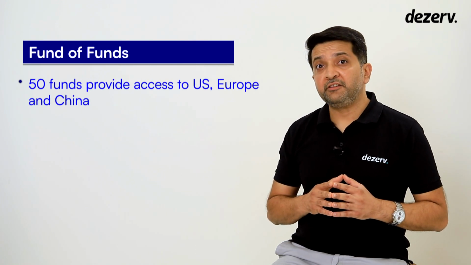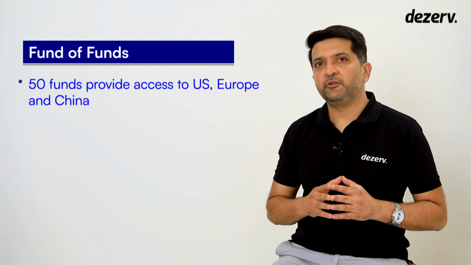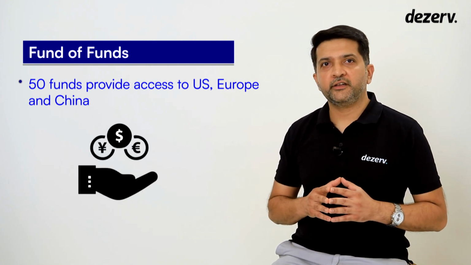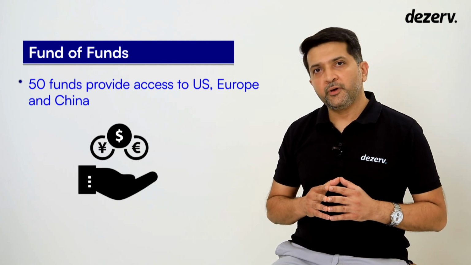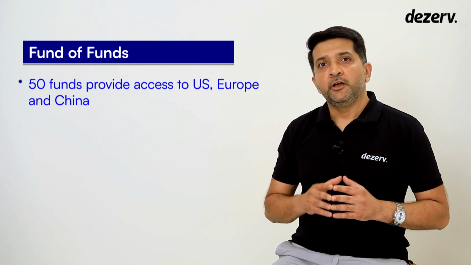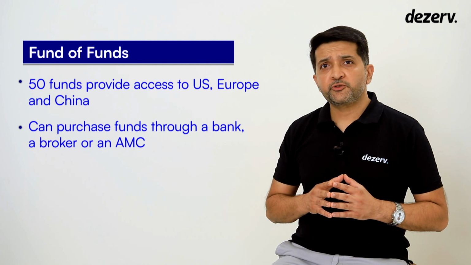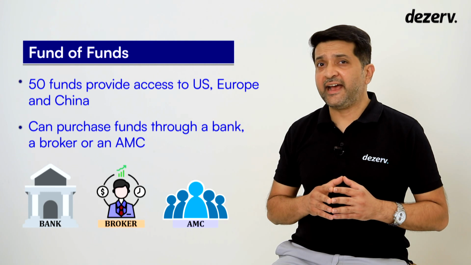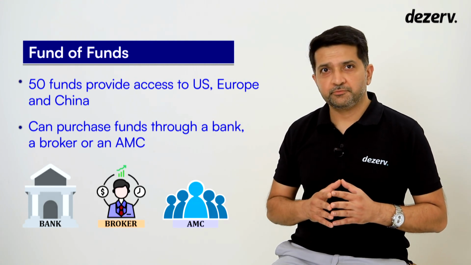There are approximately 50 SEBI-registered equity mutual funds in India that provide you access to foreign equity markets such as the US, Europe, and China. You can purchase these funds just like your Indian mutual funds through either your bank, broker, or you can directly buy through the asset management company in Indian rupees.